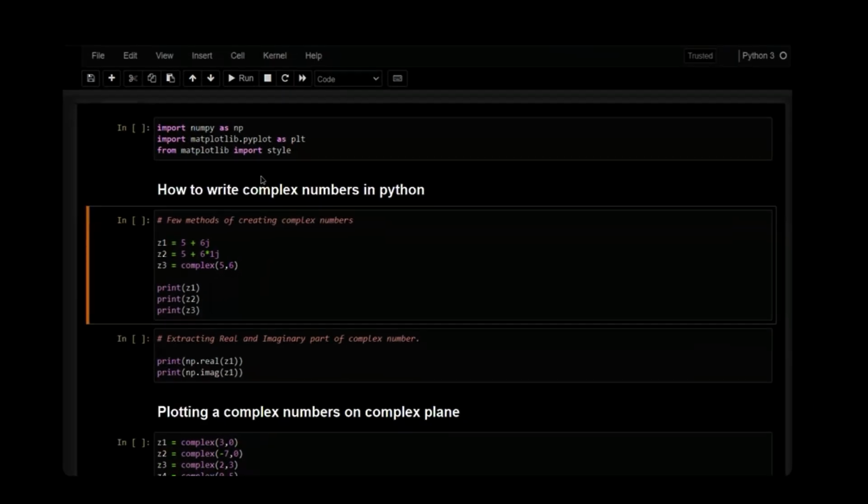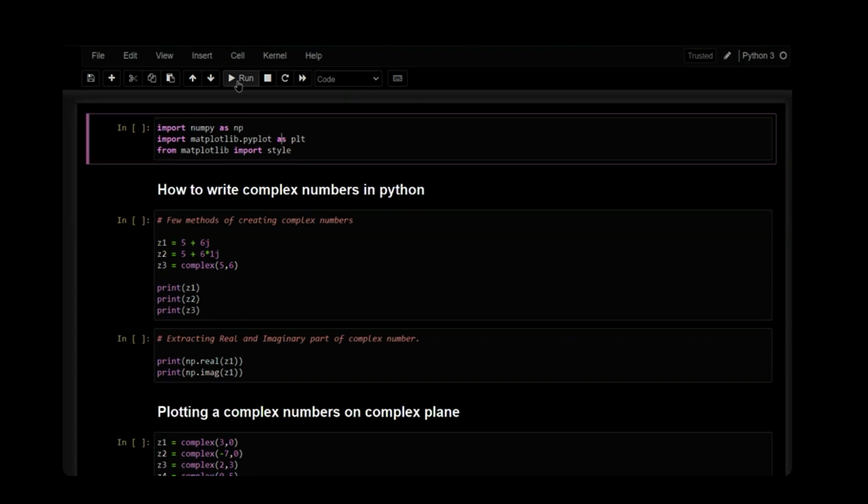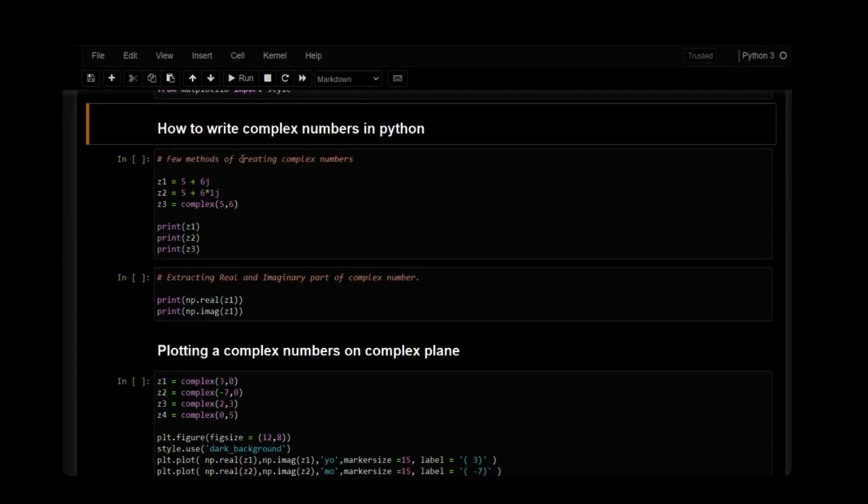In this lecture, we will learn how to write complex numbers in Python. First of all, we need to import the necessary modules in Python. These modules are NumPy, Matplotlib.pyplot, and from Matplotlib, we import style. Let us run this cell to import these modules.